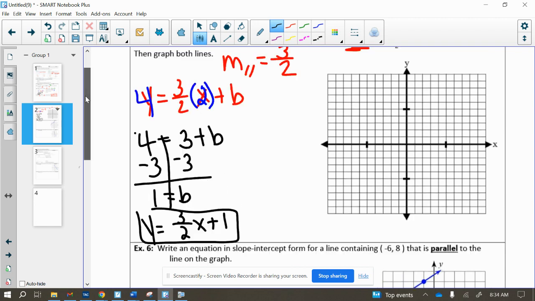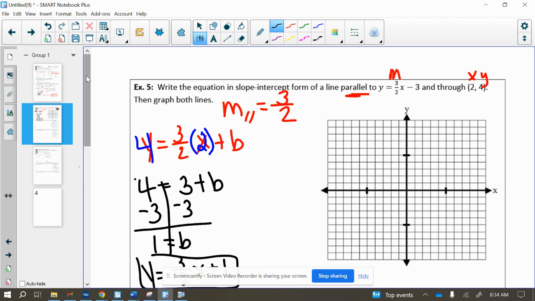Now this particular problem also wanted us to graph both lines. Notice this part here. If we graph the original, we have a y-intercept of -3, and then we're rising 3, running 2 each time. Rising 3, running 2, rising 3, running 2, and then we'll go down 3 to the left 2. So here's our original line.